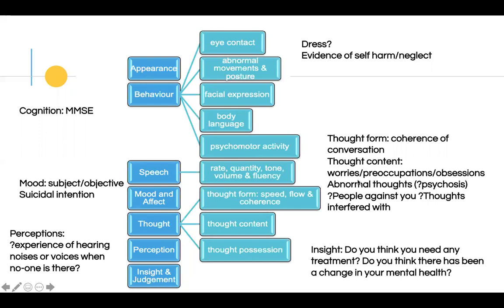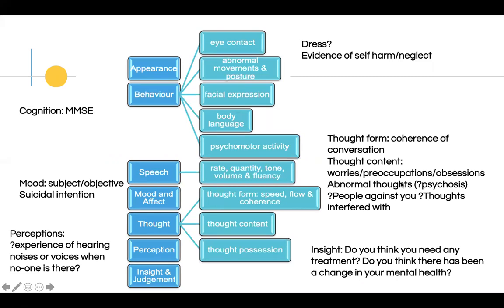So that's quite useful. In terms of their thoughts, as I've said, you want to mention, are they coherent? Are they making sense? Are they talking about random things? Are they having abnormal thoughts, or thoughts that would be abnormal to myself and you? And then all the other things that we've discussed. So did they think people are against them? Do they think they've had their thoughts interfered with? Are their thoughts being broadcast?